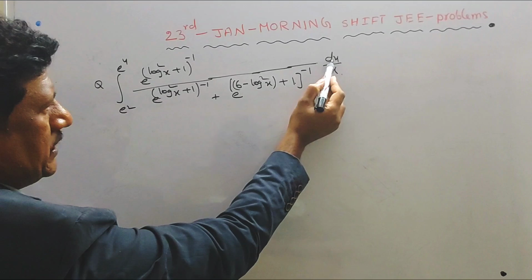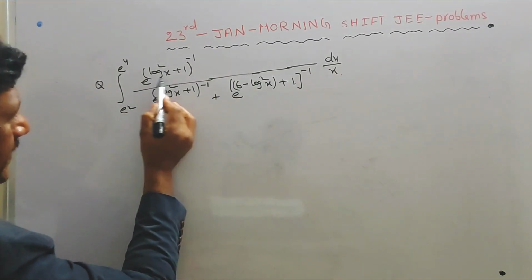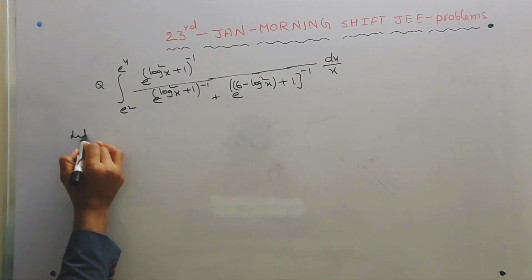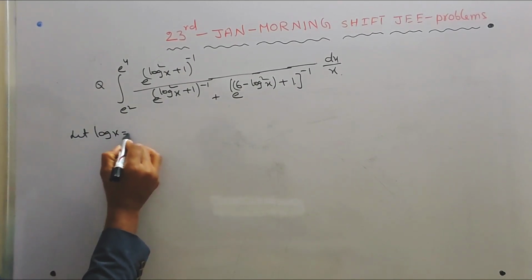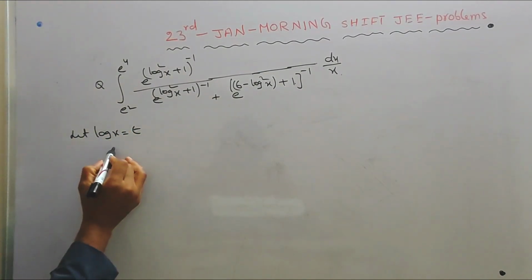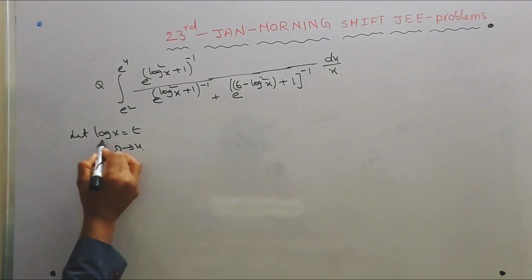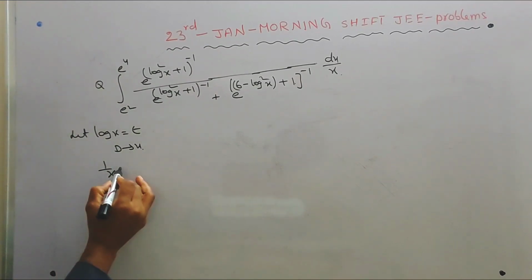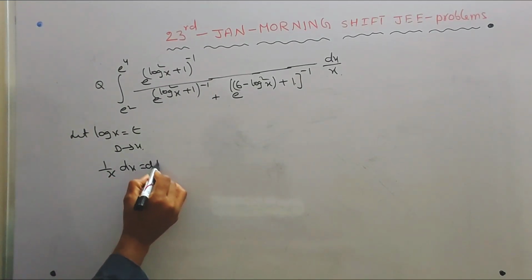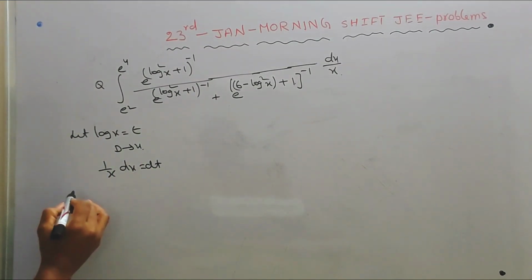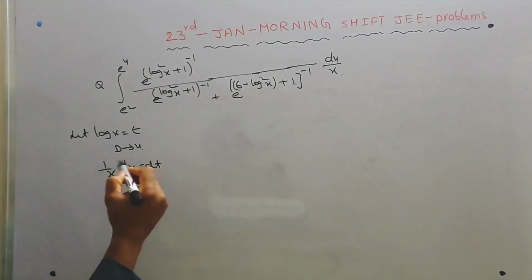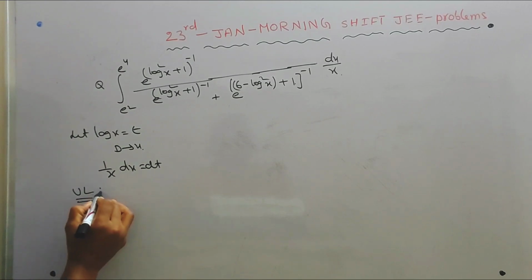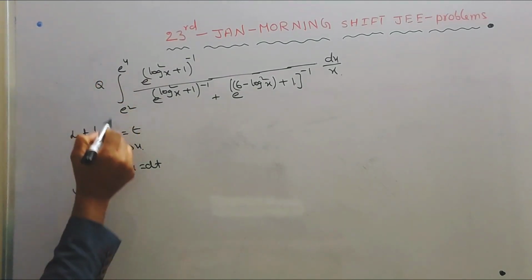So whenever you see dx by x, assume log x as t. Now I am going to take here, let log x is equal to t. So do the differentiation now. Differentiation with respect to x: derivative of log x is 1 by x, and derivative of t is dt by dx, and the dx goes to this side, dt is there. And if you assume any function as t, even the limits will change. Then you change the upper limit. Okay, that means in the place of x, take the upper limit e power 4.